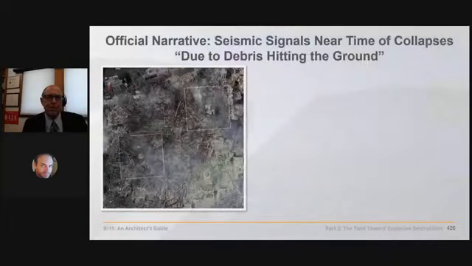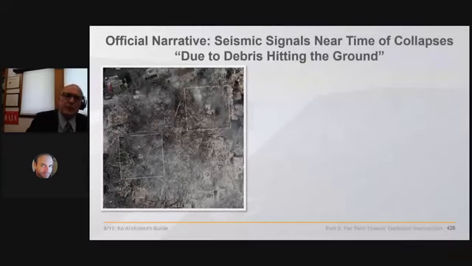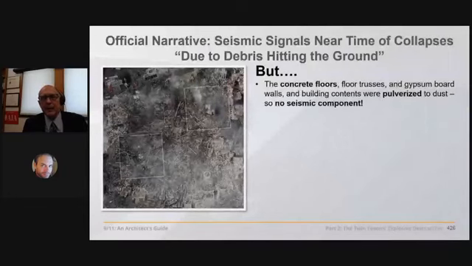So I encourage you to look into this more carefully, with Graham McQueen's 2009 work. I'll show you that in a second. The official narrative says the seismic signals are due to debris hitting the ground, but let's look at this another way. Debris is not hitting the ground, it's hitting concrete floors and gypsum wall boards. The concrete floors and the gypsum walls are pulverized to dust. There's no seismic component at all from pulverized dust.